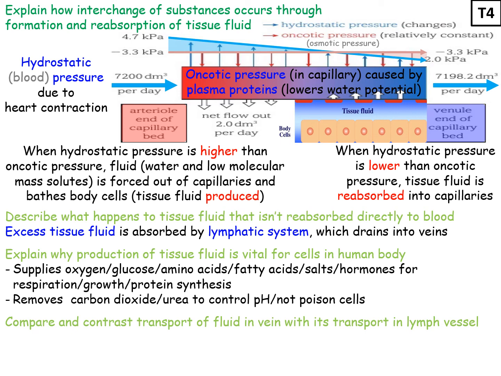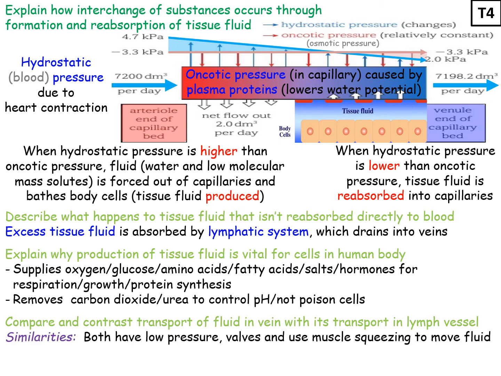Compare and contrast transport of fluid in a vein with its transport in a lymph vessel. Similarities: both the vein and the lymph vessel have a low pressure. They also have valves to prevent the backflow of the liquid, and they use muscles surrounding the vein or lymph vessel that squeeze the fluid forward.